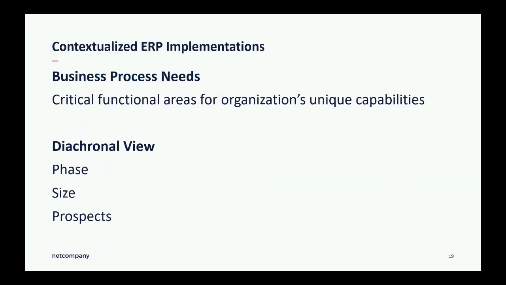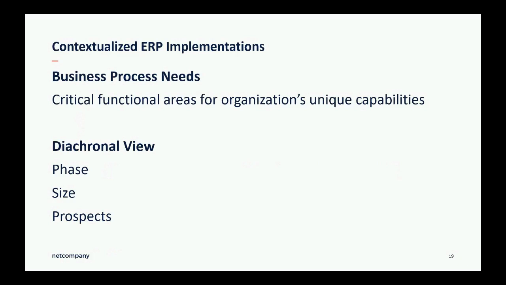Okay, so let's talk about implementing ERP systems. I feel like we've built up this framework, both about how to think about ERP, and also how you have different types of architectures that you could implement. Let's talk about when it's relevant to do some of these. So first of all, it really depends on the business process needs. I've talked about this, but I'm just stressing it once again. You need to identify the critical functional areas for the organization's unique capabilities.